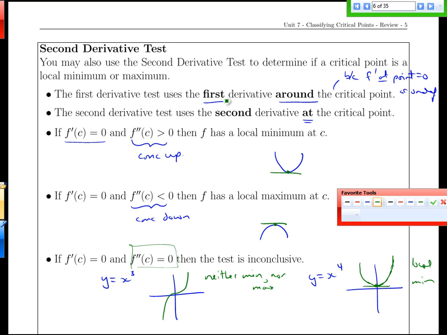And that's why some people prefer the first derivative test, if at all possible, because it always tells you what kind of critical point you have. There's no ambiguity with it. There's a possible ambiguity with the second derivative test.